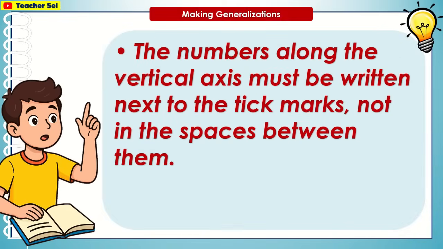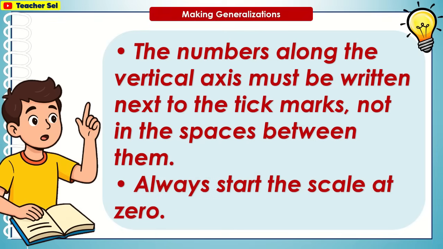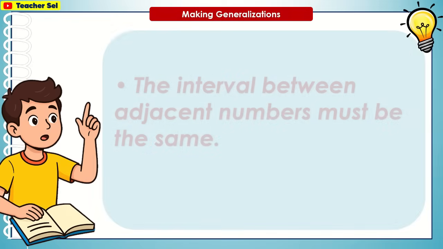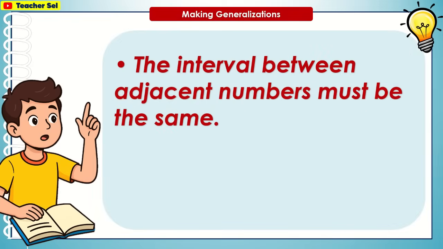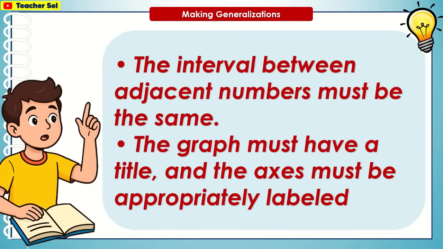The numbers along the vertical axis must be written next to the tick marks, not in the spaces between them. Always start the scale at 0. The interval between adjacent numbers must be the same. The graph must have a title, and the axis must be appropriately labeled.